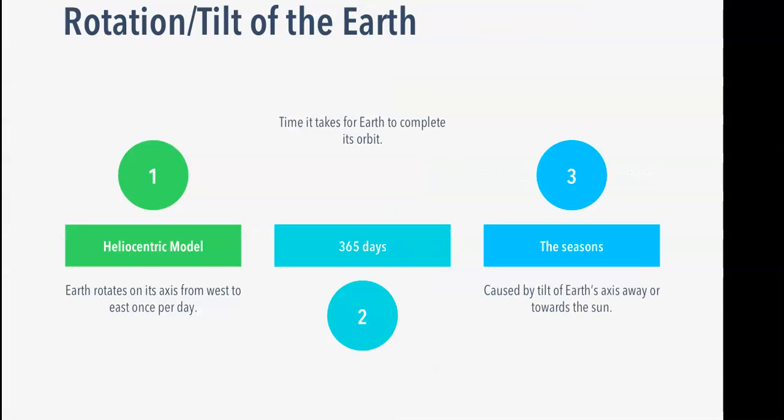Okay, and then as we look at rotation and tilt of the Earth, as explained in the heliocentric model, the Earth rotates on its axis from west to east once each day. It takes approximately 365 days, or 1 year, for the Earth to complete its orbit. During that time, it travels a distance of approximately 940 million kilometers. And the seasons, this will show up almost for sure on the test, are caused by the tilt of the Earth's rotational axis away or toward the sun as it travels its year-long path around the sun.